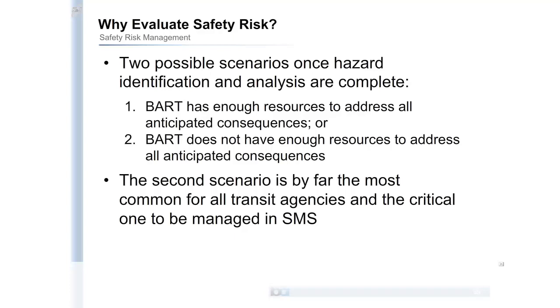Why evaluate safety risk? There are 2 possible scenarios once hazard identification and analysis are complete. 1. BART has enough resources to address all anticipated consequences. Or 2. BART does not have enough resources to address all anticipated consequences. The second scenario is by far the most common for all transit agencies and the critical one to be managed in SMS.